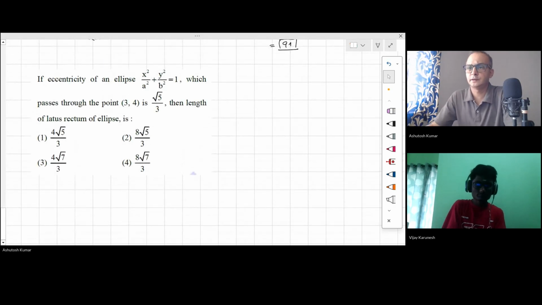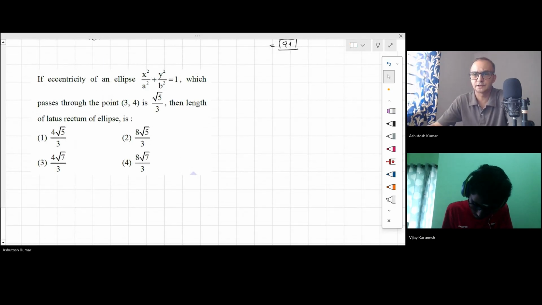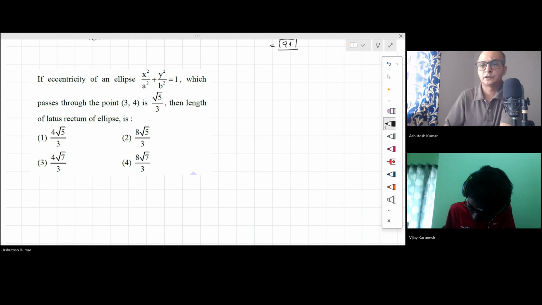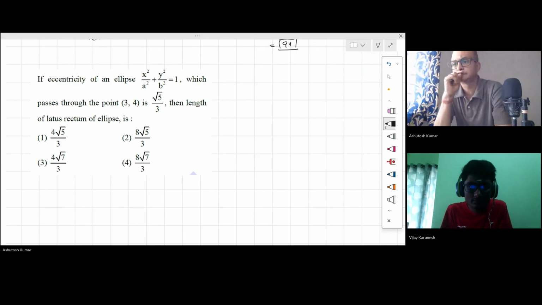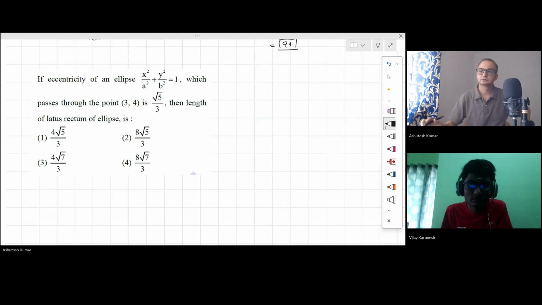If eccentricity of an ellipse which passes through the point (3, 4) is root 5 by 3, and the length of latus rectum of the ellipse we have to find out. So tell me the eccentricity formula, relating a and b. E square is equal to 1 minus b square by a square.